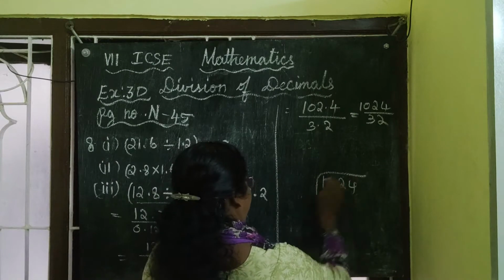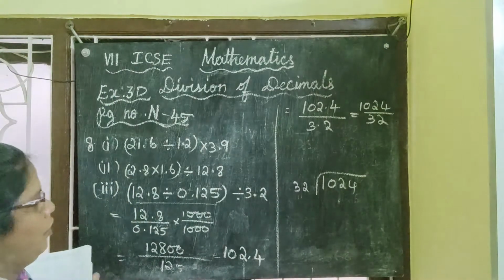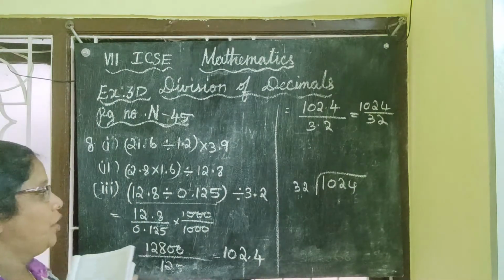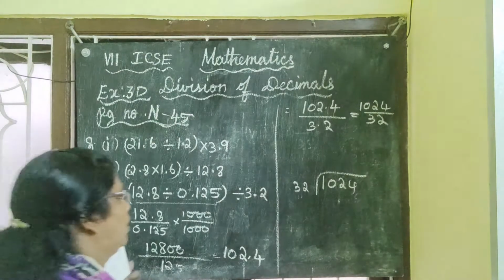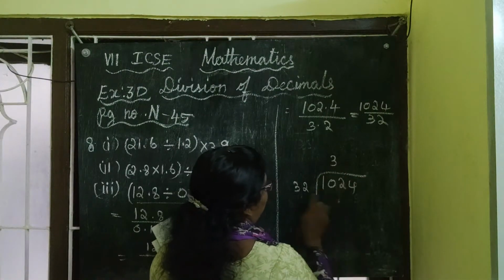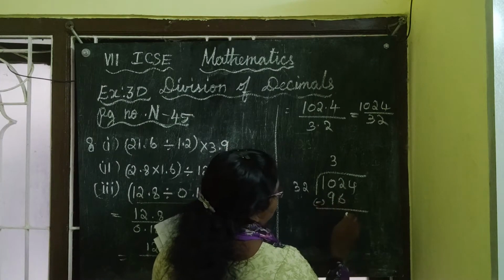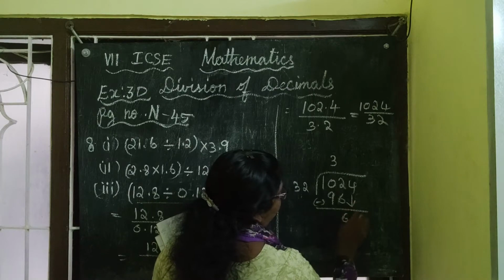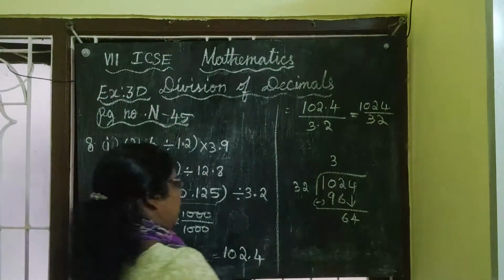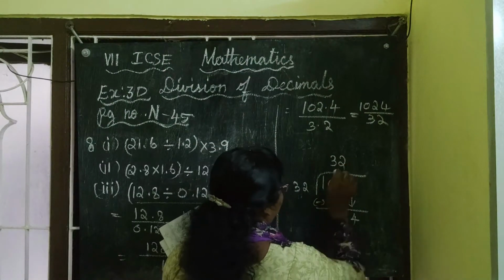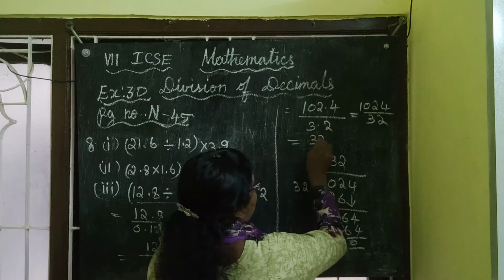1024 is divided by 32. 1 it will not go, then 10, then 102. In 102, how many times is 32 there? 3 times. 3 2s are 6, 3 3s are 9. Okay. 12 minus 6 is 6. Now bring this 4 down. Now how many times is it there in 64? 2 times. 2 2s are 4, 2 3s are 6. So your answer is 32.